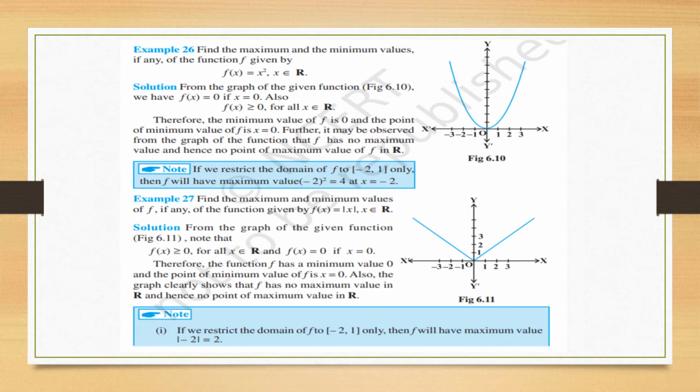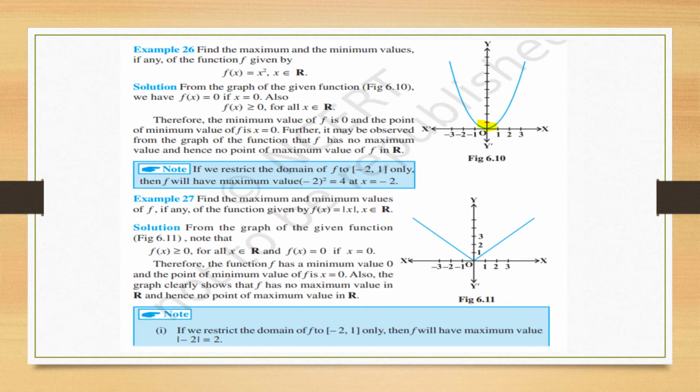Now let us see example number 26. Find the maximum and minimum values of the function f given by f(x) = x square, x belongs to R. Now first of all, when we plot the graph, it is very clear that x square is a quadratic polynomial, so the graph is a parabola. From this graph, if we find the critical point, you will find x as 0. Here f(x) is 0 if x is 0.